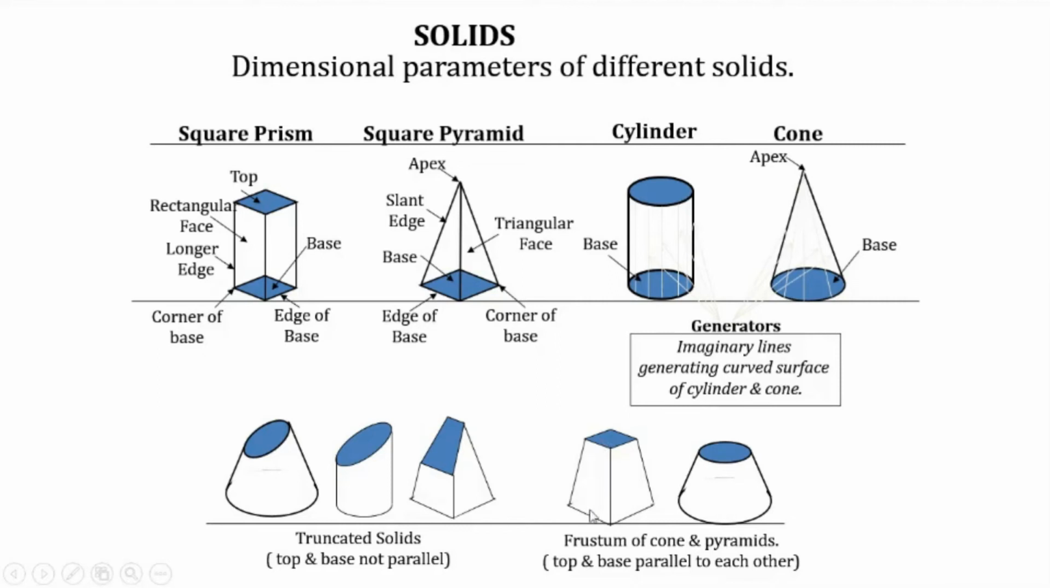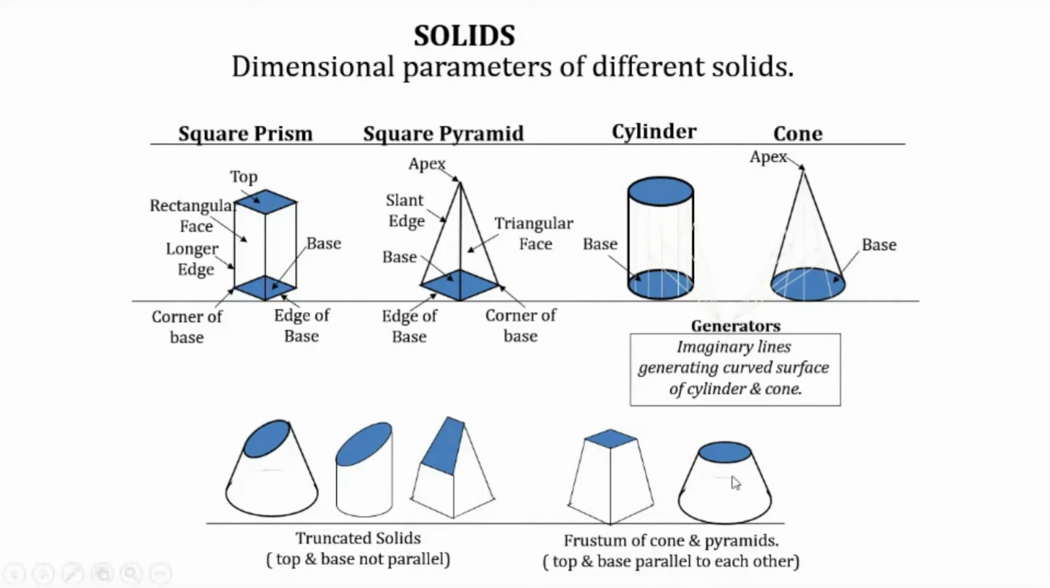In the case of a frustum, the top is again a square. If it is a square pyramid, then the bottom is always a square, but these two squares are of different sizes. That is the frustum of a square pyramid. This is the frustum of a cone. In the case of a frustum of a cone, both the top and the bottom are circular, but the top circle has a lower radius than the bottom radius. So that is the difference.